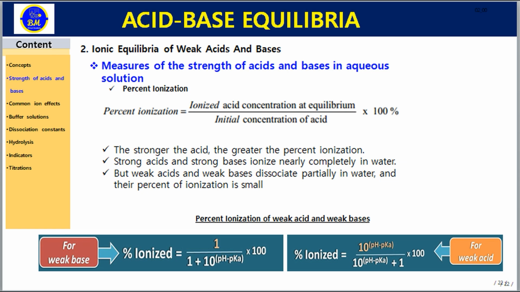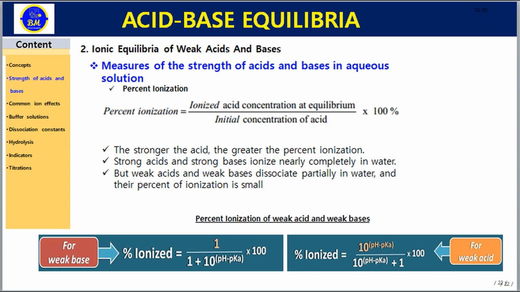The second type of point is what we call percent ionization. For strong species, whether acid or base, if it is strong, their percent ionization is 100%. This is the formula for percent ionization. The percent ionized of a weak base is equal to 1 over 1 plus 10 to the power of pH minus pKa, where Ka stands for the acid dissociation constant, multiplied by 100. This generally gives the percent ionization formula for a weak base.